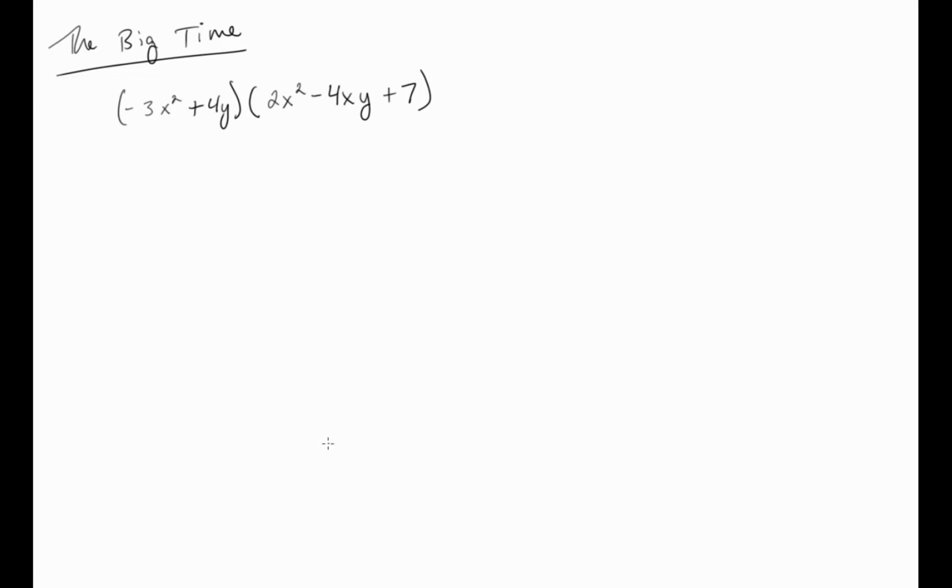Now that we're getting the hang of this, let's look at a more complicated problem and see why the method that I'm showing you helps you keep things organized even when the problem starts to get more and more complicated. So in this example here, we have a factor that has two terms, and then we also have a factor that has three terms. So we're upping the ante here a little bit.